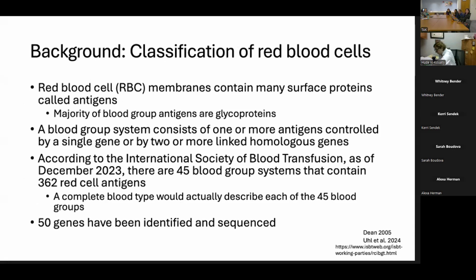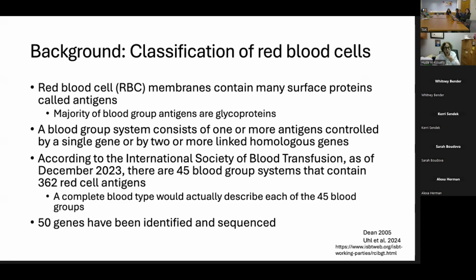So just a little brief med school level background, or even maybe high school biology. Red blood cell membranes contain many surface proteins called antigens, and the majority of blood group antigens are glycoproteins. A blood group system consists of 1 or more antigens controlled by a single gene or by 2 or more linked homologous genes. According to the International Society of Blood Transfusion, as of December 2023, this is constantly updated, there are 45 blood group systems that contain 362 red cell antigens.